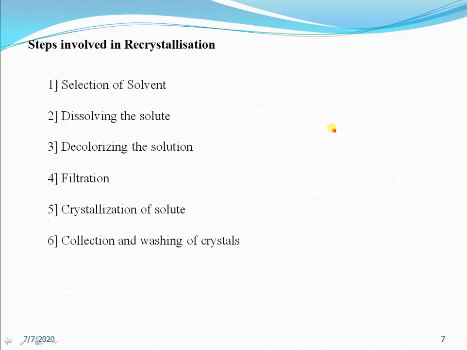Then collection and washing of crystals. Collect the obtained crystals by filtering, using the funnel or Buchner funnel. First, wet the filter paper with solvent, then apply vacuum and add the crystal-containing solution. Once the solvent disappears from the filtrate, add a small volume of cold wash solvent and continue to apply vacuum.